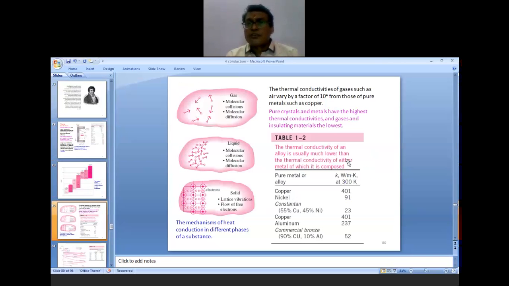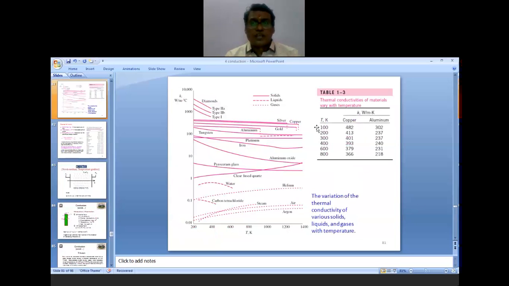So the thermal conductivity of gases such as air varies by a fraction of 10 to the power 4. Pure crystals and metals have the highest thermal conductivities, and gases and insulating materials the lowest. So from this figure you can see that all the metals have higher thermal conductivities, water is there, and then the gases below that. So gases are in the range up to 0.1.